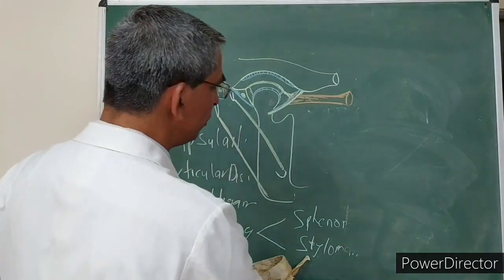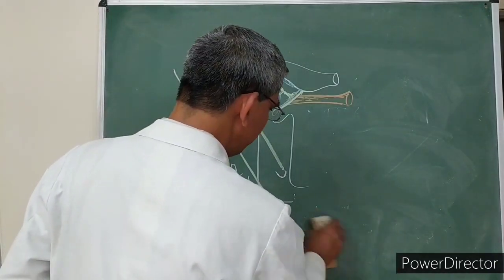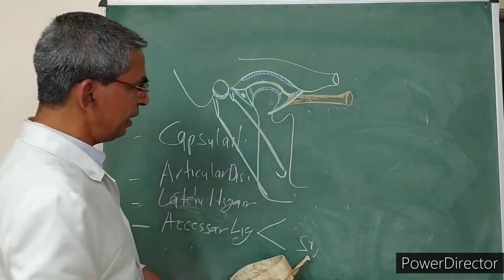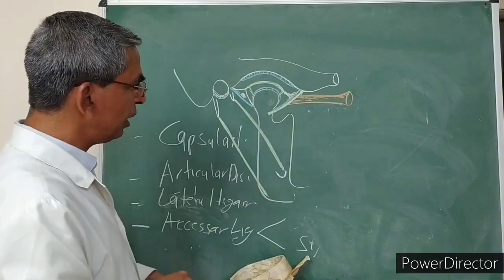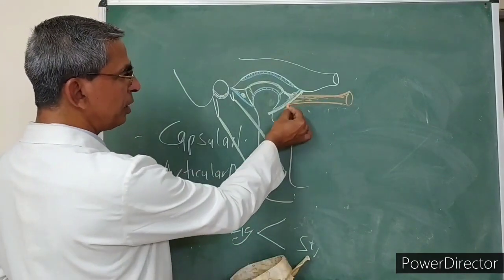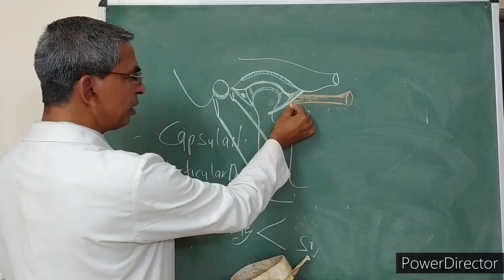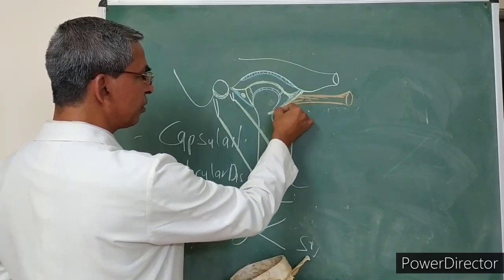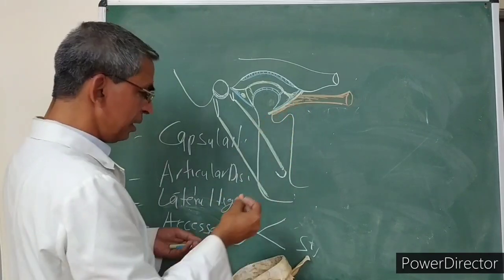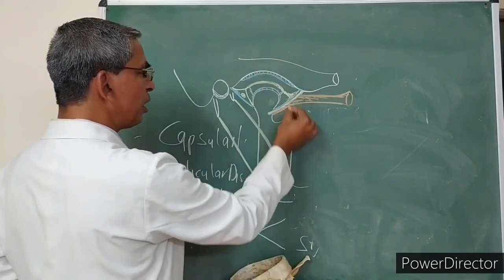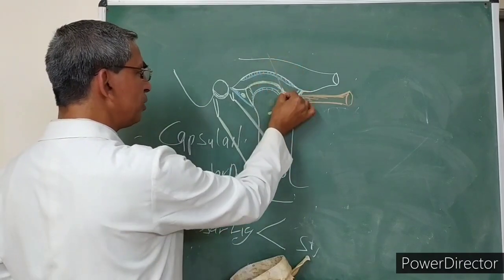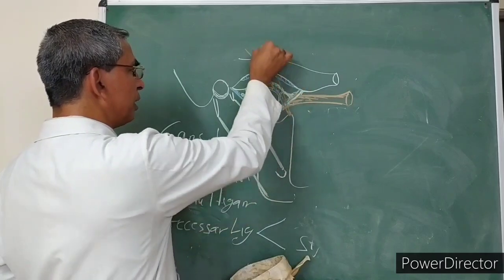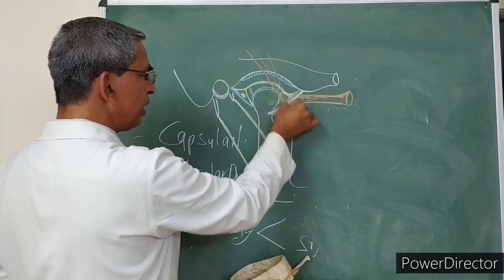Now, what are the relations of this joint? Anteriorly, this joint is related first to the lateral pterygoid muscle, which is attached at the neck of the mandible here. Also another muscle anteriorly is the temporalis muscle. This temporalis muscle is attached here, curving like this, at the coronoid process. So this is the temporalis muscle.